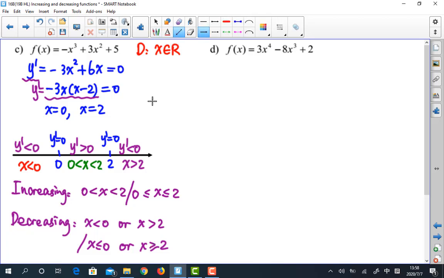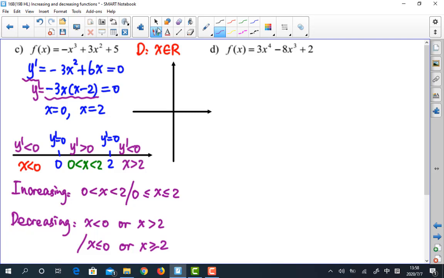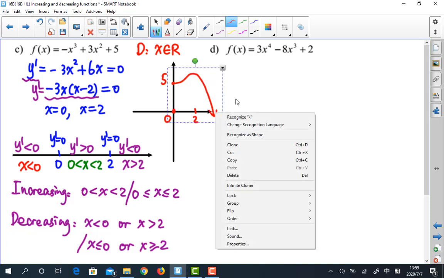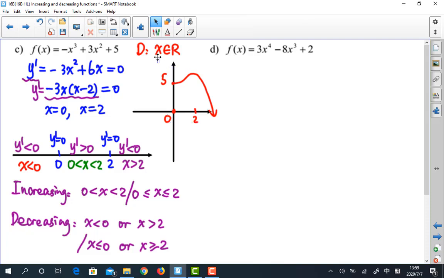So after I got the increasing, decreasing intervals, I can sketch the graph roughly. Between 0 and 2, you should have increasing. And you also can find the y-intercept. So when x equals 0, the y-intercept is 5. So between 0 and 2 should have increasing, then decreasing when x is greater than 2. When x is less than or equal to 0, or less than 0, it's decreasing as well. So this cubic polynomial should look like this one.